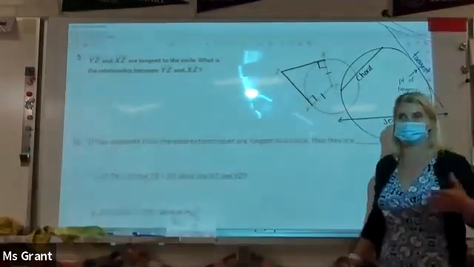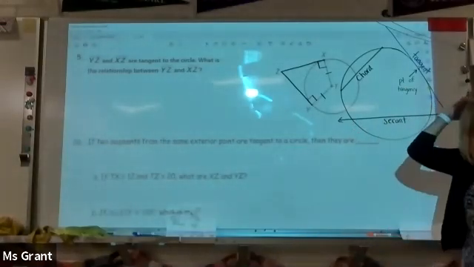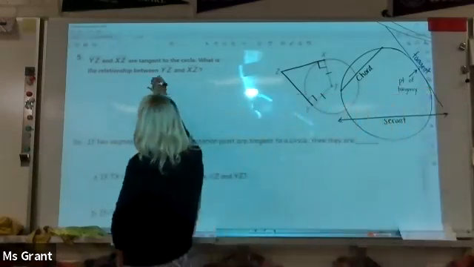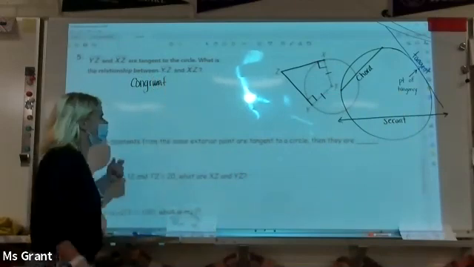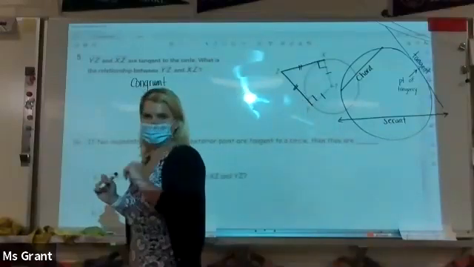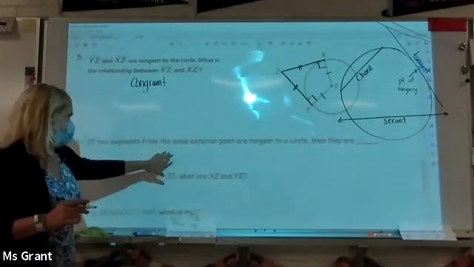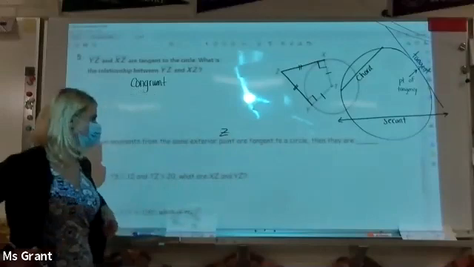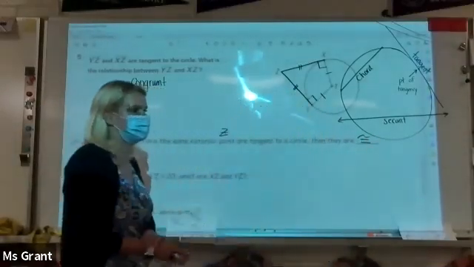Someone give me some thoughts. They're both congruent. They're the same size. Look at them too. So I'll draw my lines of congruency. Now, if two segments from the same exterior point, Z, are tangent to a circle, then they are congruent, equal, the same.